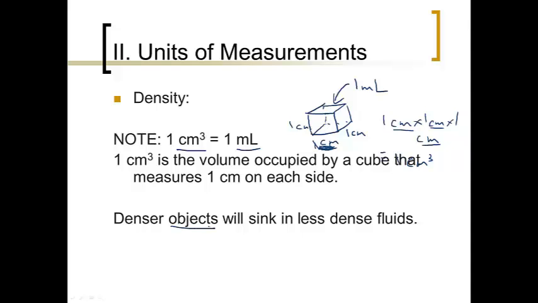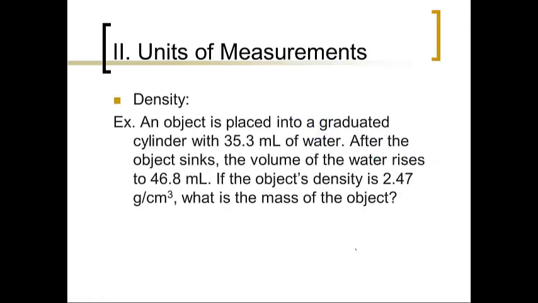Okay. So, density of water is basically pretty close to 1 gram per milliliter. If an object sinks in it, its density will be greater than that. If it floats, its density will be less than that. Okay. An object is placed in a graduated cylinder with 35.3 mLs of water. After the object sinks, the volume of the water rises to 46.8 mLs. If the object's density is 2.47 grams per cubic centimeter, what's the mass of the object?